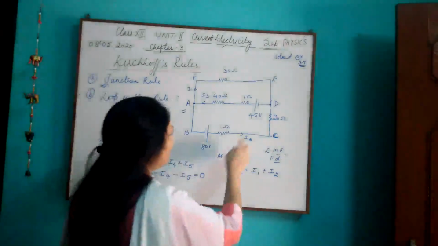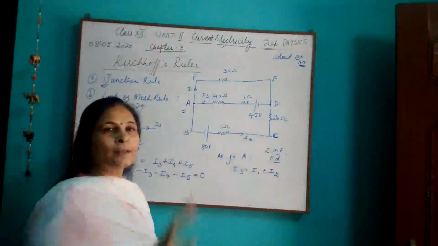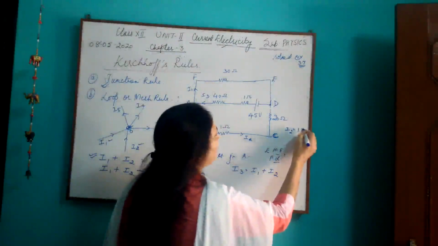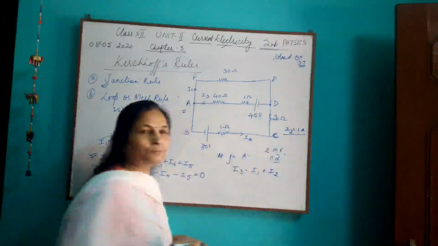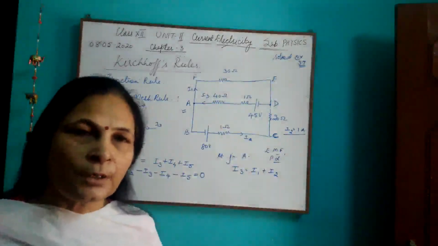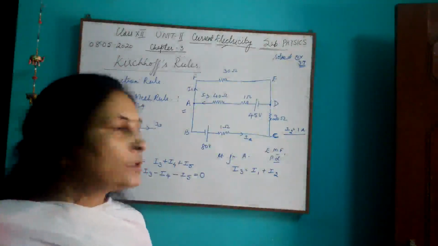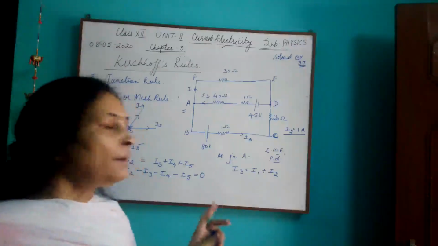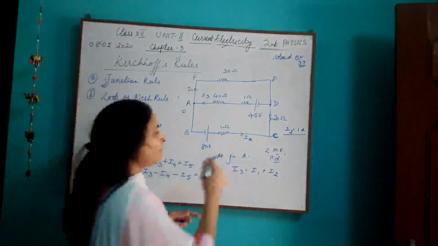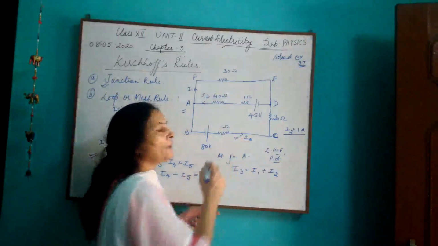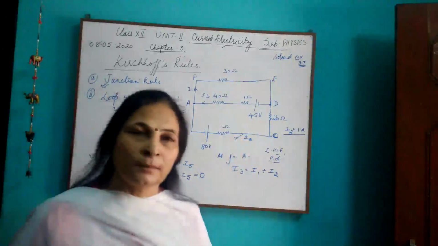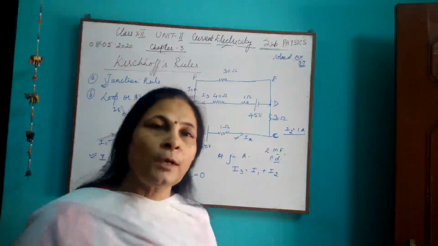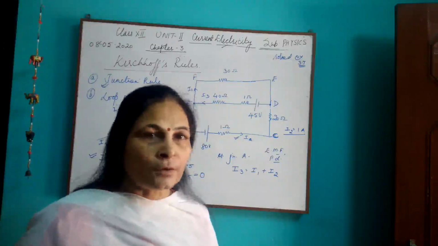Suppose I solve this problem, for example, and I get the value of I2 as, say, 1 ampere. I solve this whole problem using Kirchhoff's rules. Later on you will see how we will solve. Suppose I get the answer of I2 as 1 ampere. That means whatever direction of current I have assumed already, the current is going to flow in the same direction.